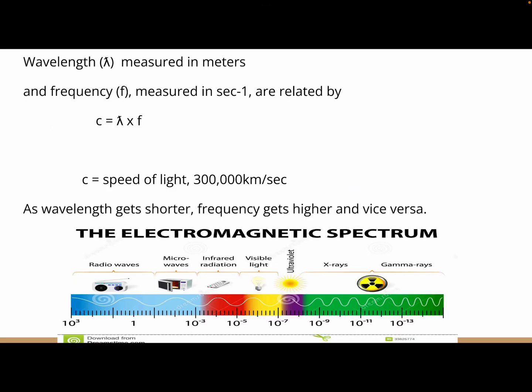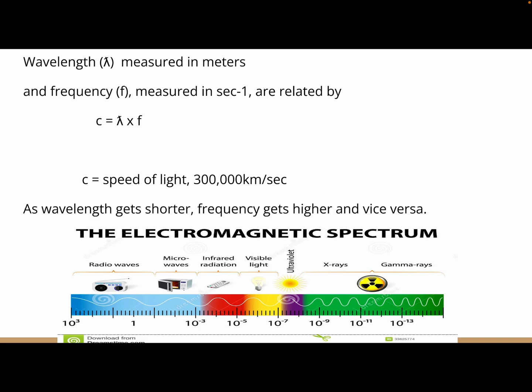So wavelength is measured in meters, and frequency is measured in seconds. So it's related to that equation right there. Again, we're not going to solve for anything. It's just good to know. And C always equals the speed of light, which is 300,000 kilometers per second. So as the wavelength gets shorter, the frequency gets higher, and vice versa.